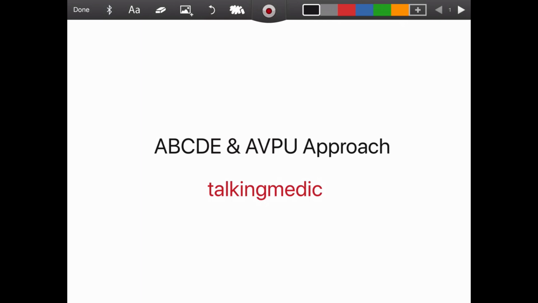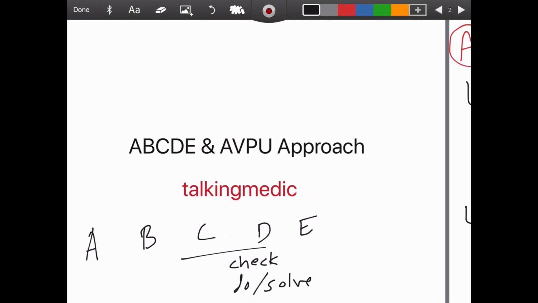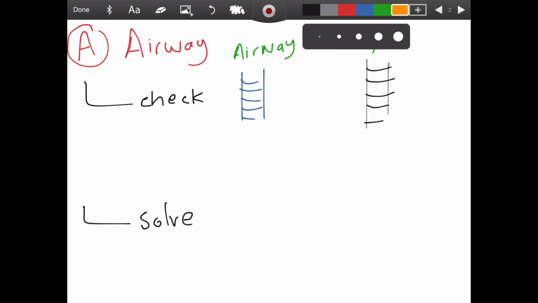What we'll do is we'll start one by one. We'll start by talking about A, then B, C, D, and finally E. What we're going to do is for each letter, we have to check two things. Number one, we'll talk about what is it that we can check in that patient. And number two is what we can do or solve. So starting with A stands for airway.